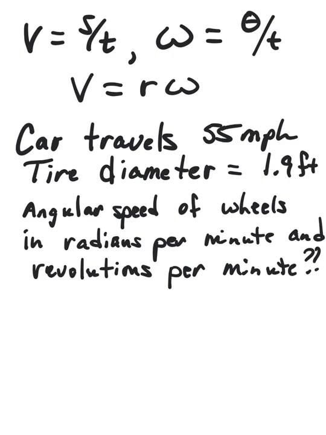A car is traveling at 55 miles per hour and the diameter of its wheels is 1.9 feet. We are asked to find the angular speed of the wheels in radians per minute and revolutions per minute. First, let's note that radius is 1.9 divided by 2, which is 0.95 feet.